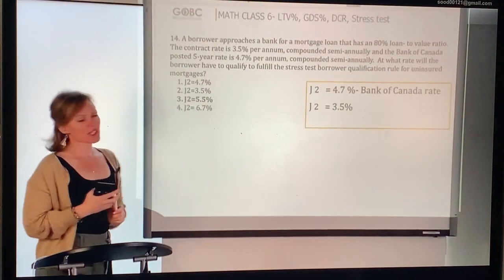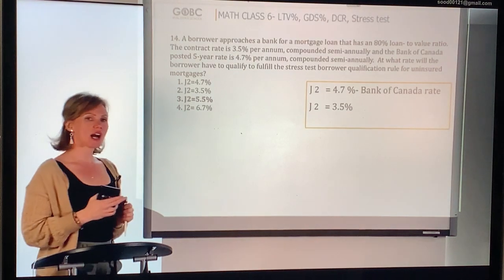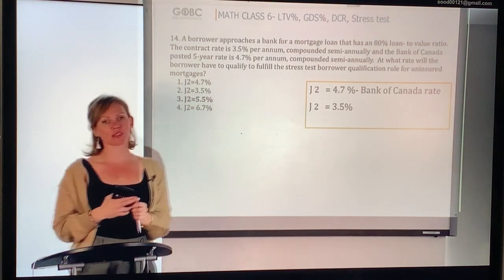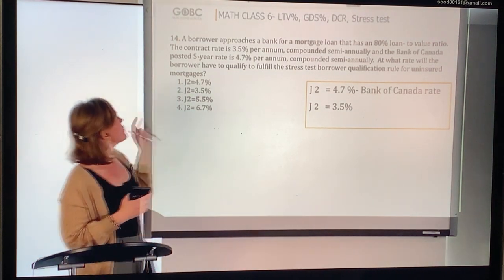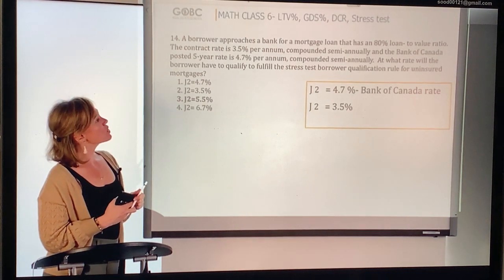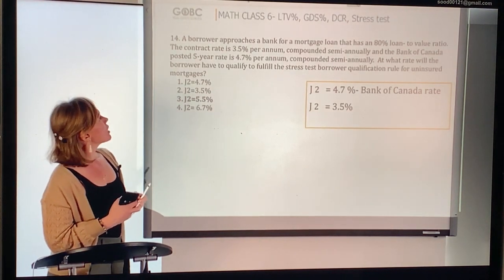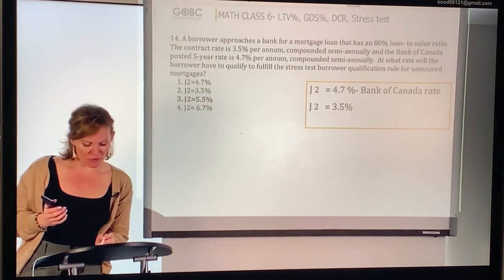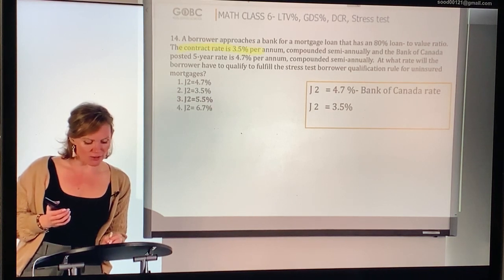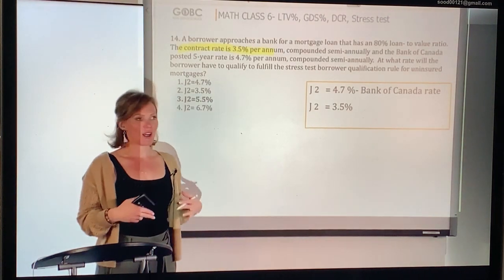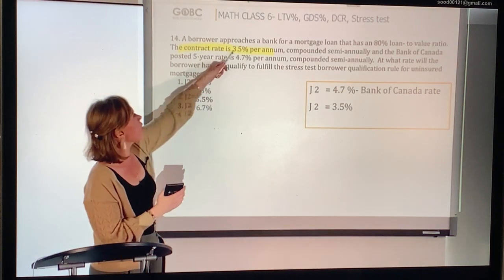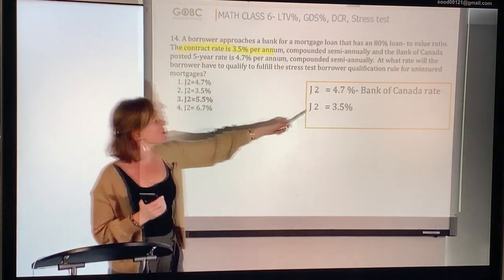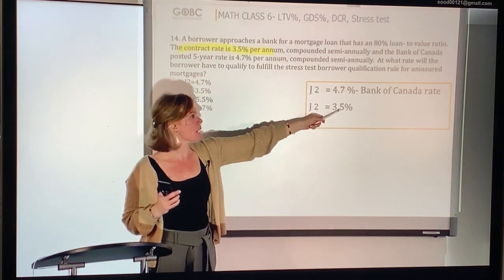Let's do question 14. It's also a very simple question because a lot of you will have a math question on stress test. Some of you will have just a written question, just what we just had. So the borrower approaches the bank for a mortgage loan that has an 80% loan to value ratio. Contract rate is 3.5% per annum. In those types of questions, you need to find the contract rate. So how much does the bank basically offer you? That's the contract rate. The bank offers you right now 3.5%, compounded semi-annually. This is the bank you're coming to, okay?